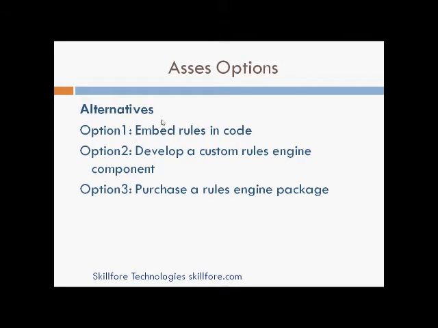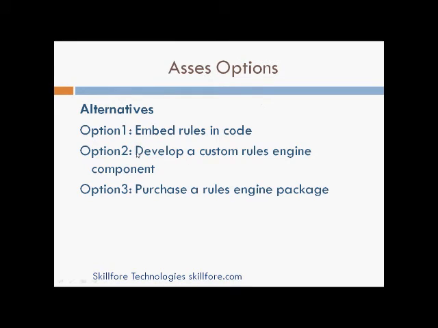Our second step is to assess the options, that is, to come up with the possible alternatives to address the problem. So these are the alternatives or the options that we can think of to address the business rules problem. One is to embed rules in code. Put the rules in the code wherever they have to be executed. And this option we understand is not maintainable. Whenever we have to change the rule, we have to change the code.